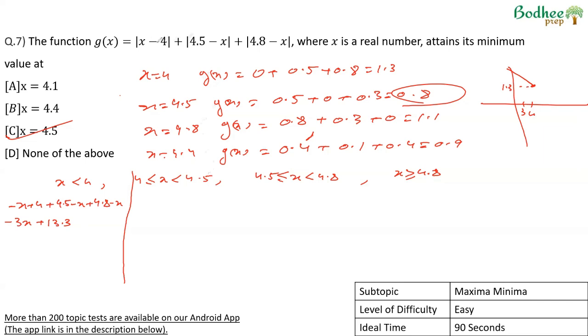Between 4 and 4.5, this also becomes positive. So x minus 4 plus 4.5 minus x plus 4.8 minus x. So this is x and minus x will get cancelled. Minus x plus 4 and 4 cancelled. 4 plus 5.3.